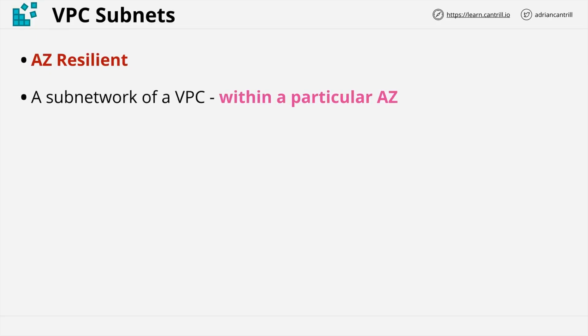So what exactly is a subnet? It's an AZ resilient feature of a VPC, a subnetwork of the VPC, a part of the VPC that's inside a specific availability zone. It's created within one availability zone and it can never be changed. Because it runs inside of an availability zone, if that availability zone fails, then the subnet itself fails, and so do any services that are only hosted in that one subnet.